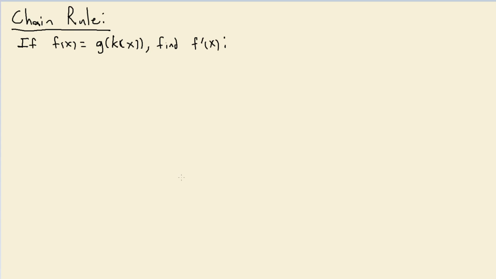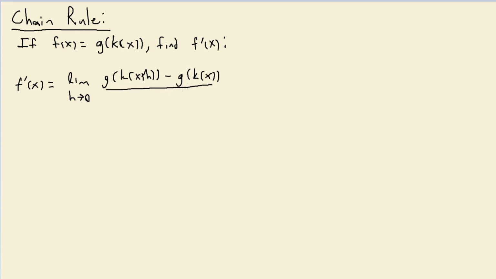In order to figure this out, let's just start with our formal definition of the limit, which is going to tell us that f prime of x is going to equal the limit as h approaches 0 of f of x plus h, which in this case is going to be g of k of x plus h, minus g of k of x. All this is going to be divided by h.